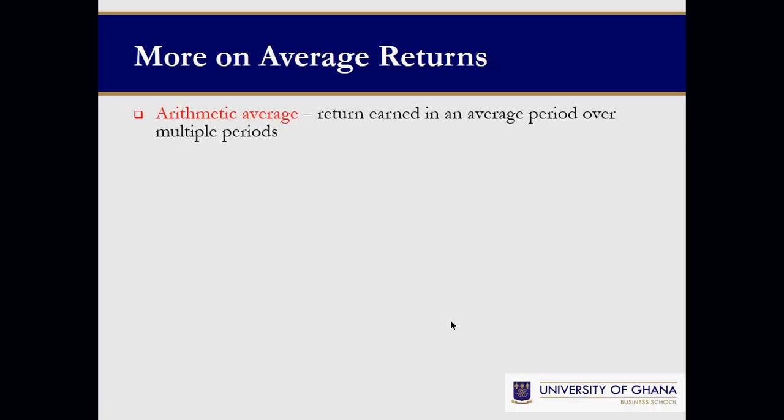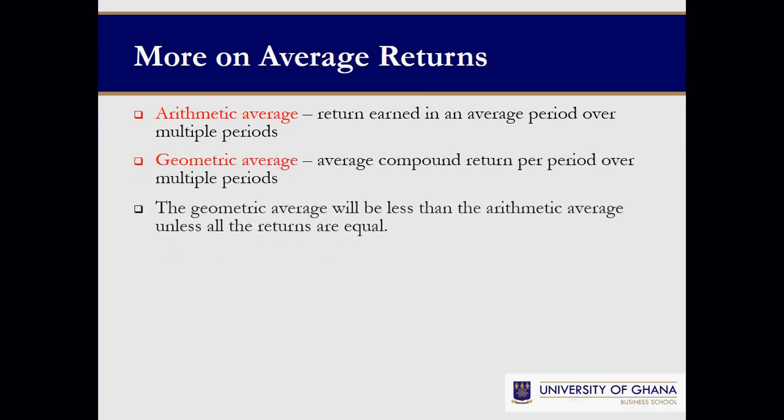So, more on average returns. We have basically in this course, I think, 2 types of average returns. We have the arithmetic average return and the geometric average return. The arithmetic average return is the return in an average period over the number of years. It's more like the mean.